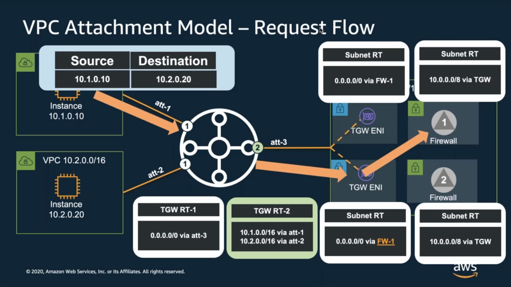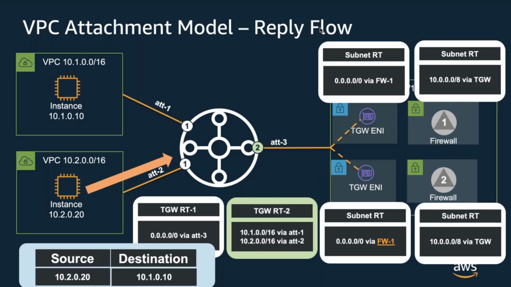We send the traffic to firewall 1. Firewall 1 will do a filtering, permit or deny that traffic. Let's say it permits, and it will return the traffic through the Transit Gateway to the other VPC. So traffic comes into the Transit Gateway. In this scenario, we use Transit Gateway route table 2 to decide how to forward it. The destination is still 10.2, and we know that's behind attachment 2. The packet gets to the destination.